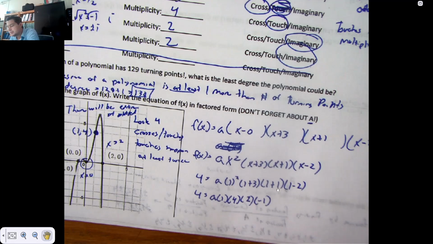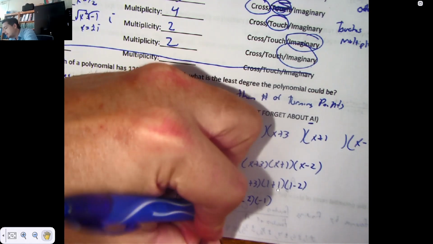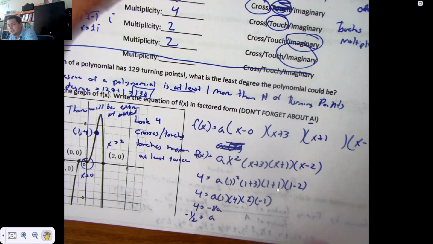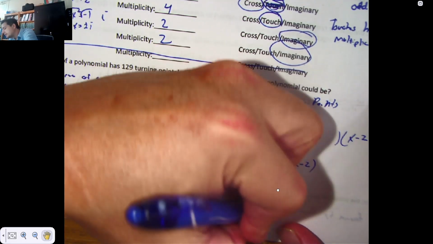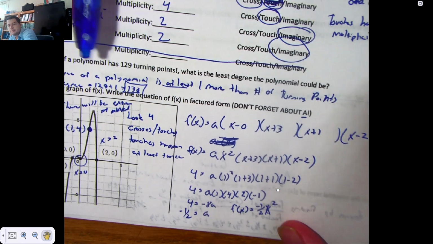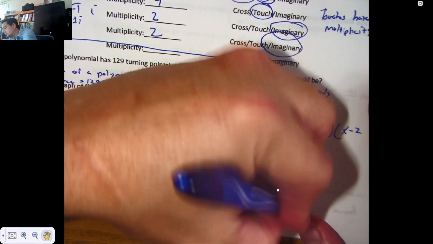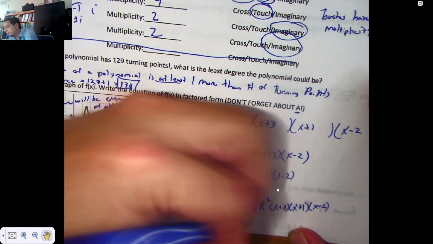I like what I'm seeing because it's negative. I do like what I'm seeing here. Yeah, I expect it to actually be negative. What do we have here? We have negative 8. 4 is negative 8a, so a is negative 1/2. So my polynomial in its full, beautiful factored form is f of x is negative 1/2 of an x that is squared, times x plus 3, times x plus 1, times x minus 2.